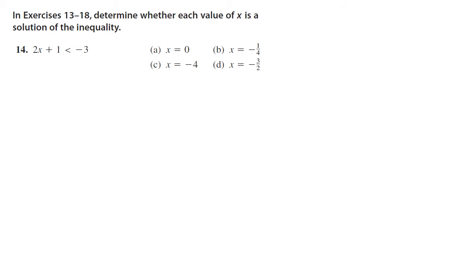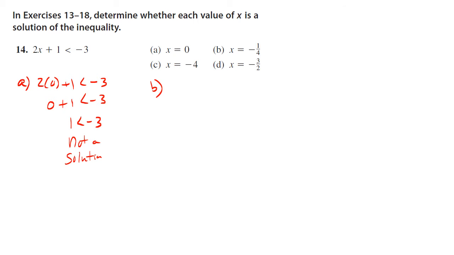If it makes it true, then it's a solution. So let's go with it. Let's plug in 0 right here. That 0 is going to go in for that x over there. So for a, it's 2 times 0 plus 1. Is that less than -3? 2 times 0 is 0. 0 plus 1 is 1. I'm going to show all the steps here. Is 1 less than -3? No, that's not true. 1 is not less than -3. No way. Not a solution.